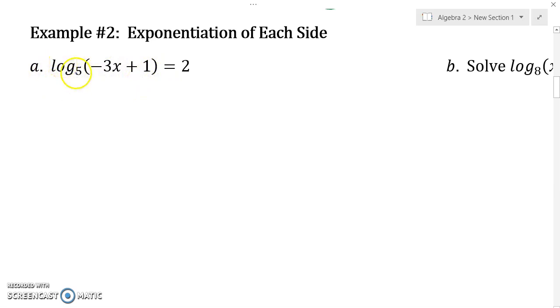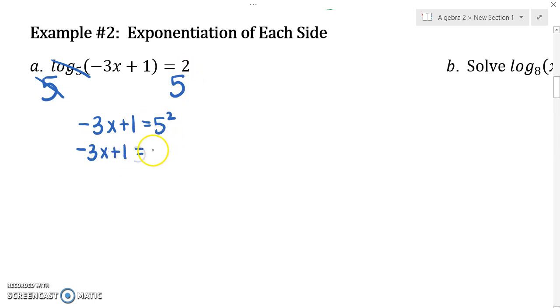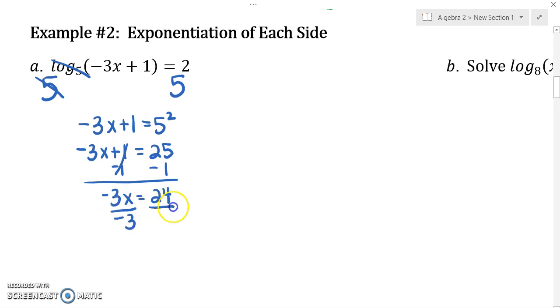So I see a log base 5, and right away I do base 5 on both sides. And log base 5 and base 5 cancel on the left side. And negative 3x plus 1 drops down. And this becomes 5 squared. And that's negative 3x plus 1 equals 25, since 5 squared is 25. So now we're back to Algebra 1 again. So subtract 1 on both sides. Negative 3x equals 24. Divide by negative 3, and x equals negative 8.